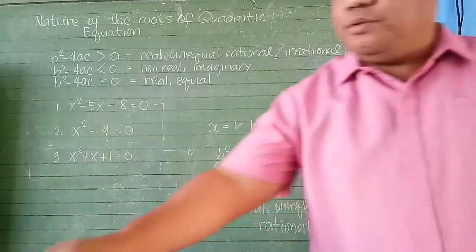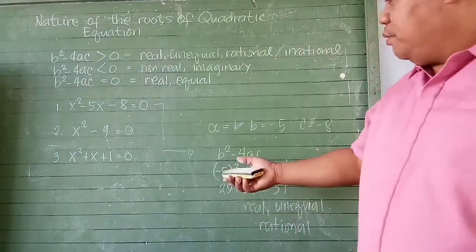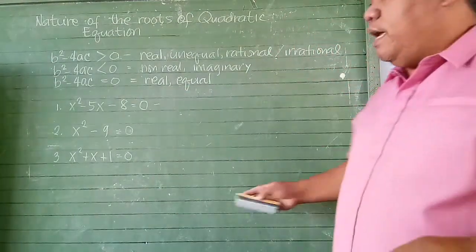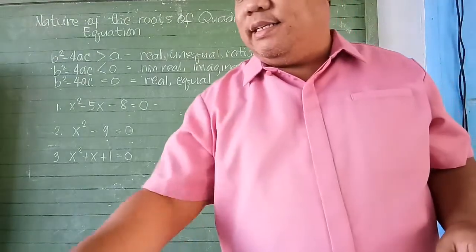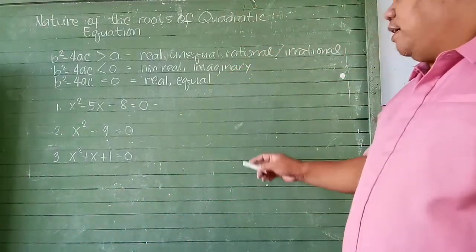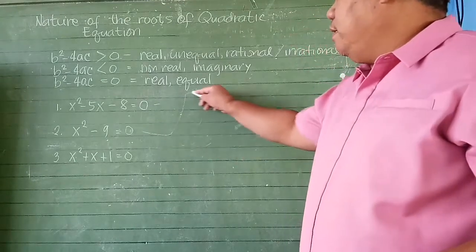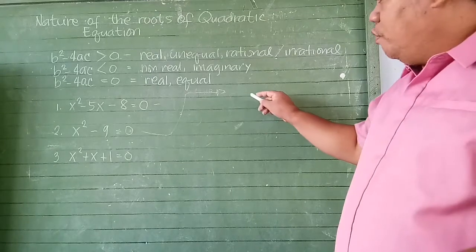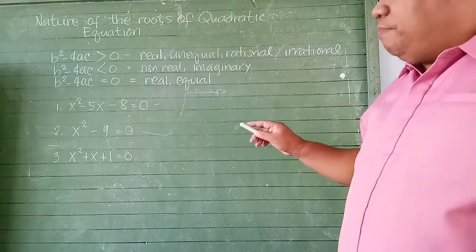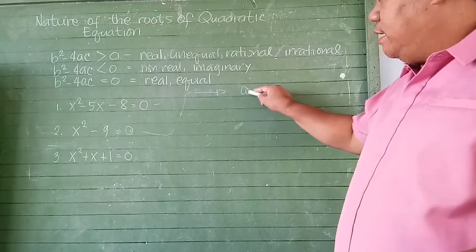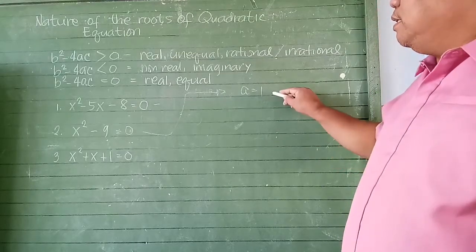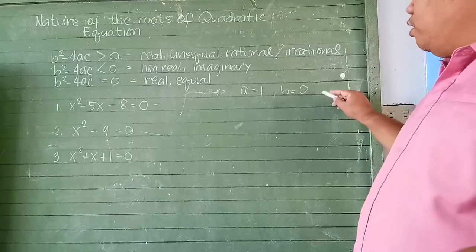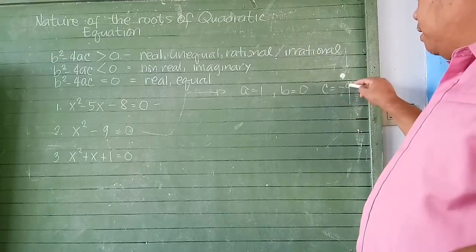Let's go now to number 2. In number 2, we have the equation x squared minus 9. So we get first the values of a, b, and c. The value of a here is 1, the value of b is 0, and the value of c is negative 9.